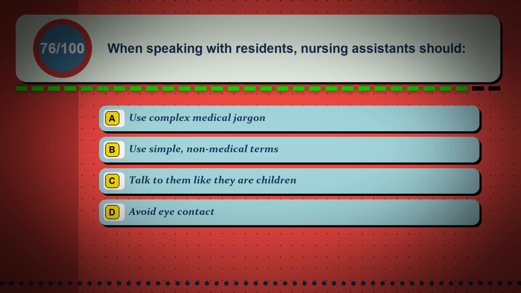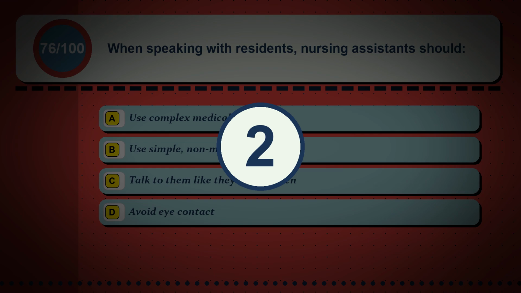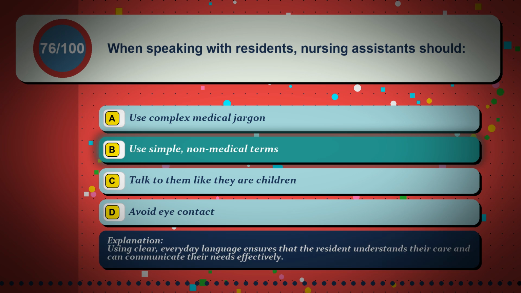Question 76. When speaking with residents, nursing assistants should: Option A, use complex medical jargon. Option B, use simple, non-medical terms. Option C, talk to them like they are children. Option D, avoid eye contact. The correct answer is option B, use simple, non-medical terms. Using clear, everyday language ensures that the resident understands their care and can communicate their needs effectively.